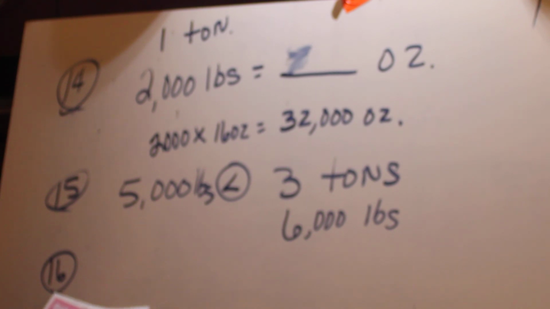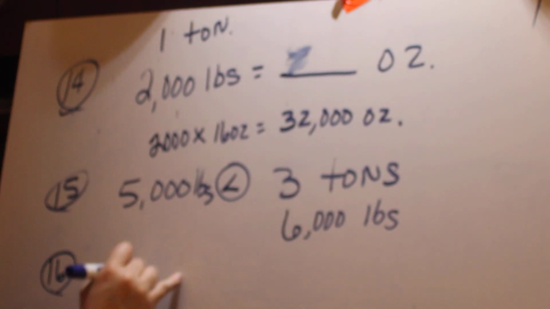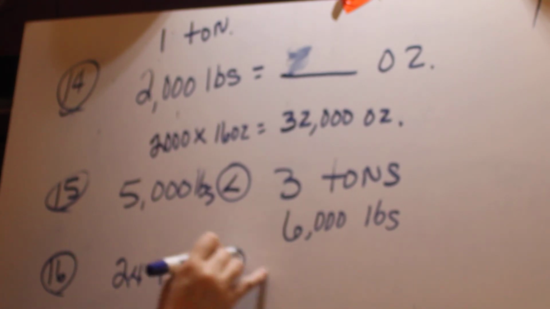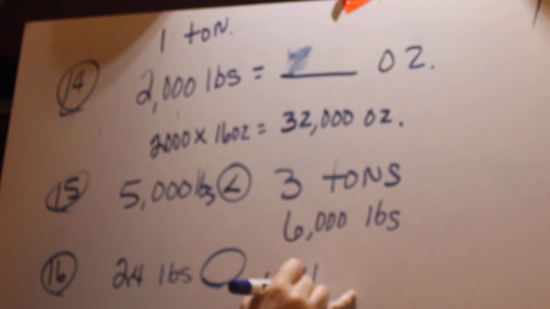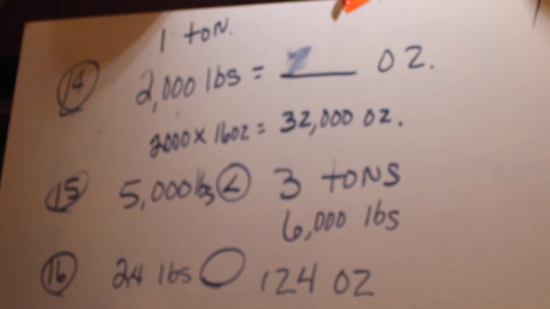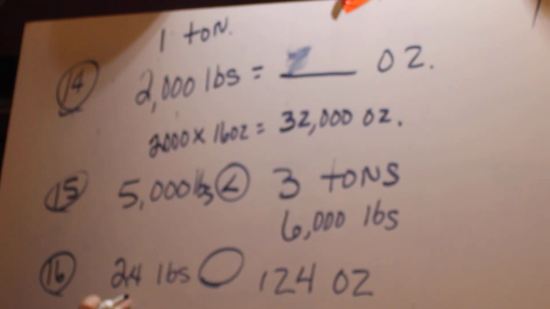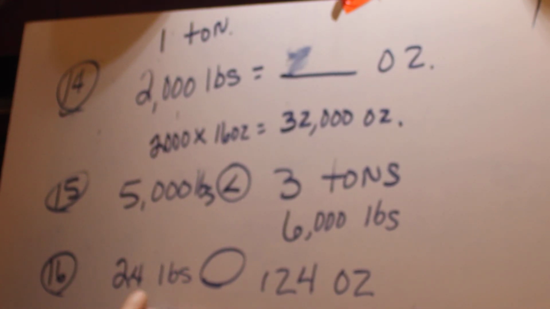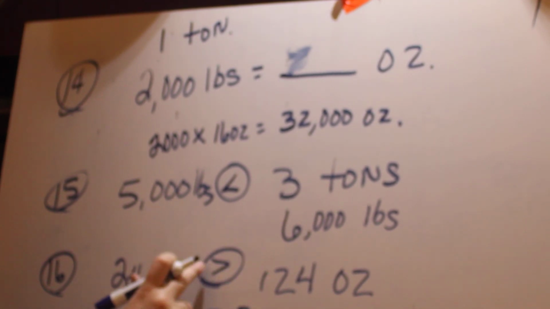16, they wanted the same thing. They wanted to know, is it less than or greater than? Okay, so when I see ounces, I know fluid ounces, or I know weight, because I've got pounds here. 16 ounces in a pound, so I need to take 24, multiply it by 16. That gives me 384 ounces. So 384 is definitely greater than 124 ounces.